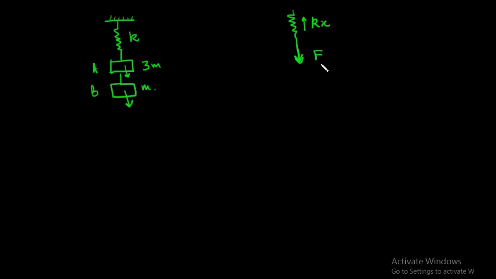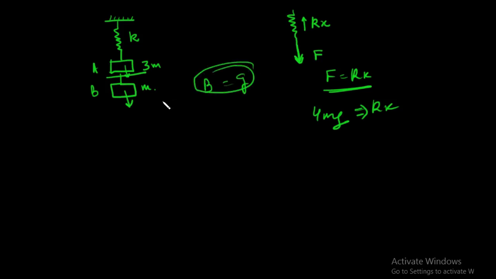So F would be equal to kx as the spring is massless. Since after some displacement the spring has stopped, F equals kx. F would be 4mg, the combined weight of 3m and m. This would be kx. Now when the string is cut, the block B will obviously fall with the acceleration g, as there is no force on it, but the block A has force kx on it. The kx will pull the block A upwards.